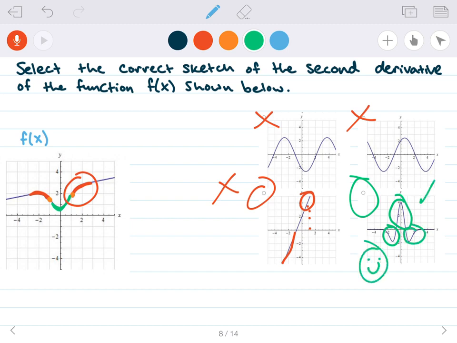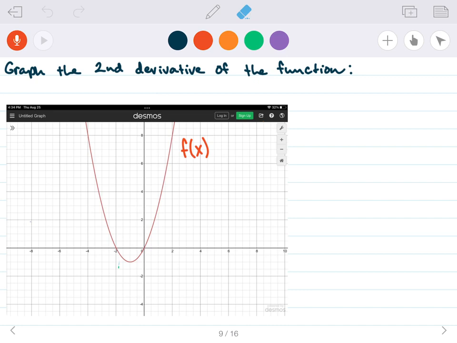Yay. Okay, so we want to graph the second derivative of the function in red. The first thing that we can do is graph the first derivative, and from the first derivative, we can graph the second derivative. So let's go ahead and look at this. We want to look at where the tangent lines have a positive, negative, and 0 slope to the original curve.